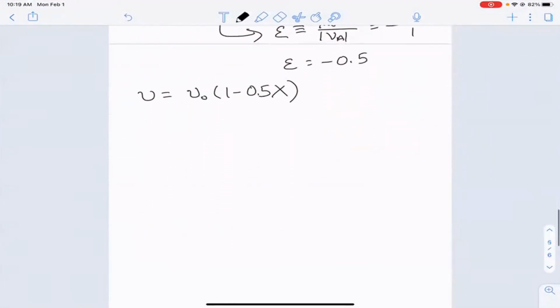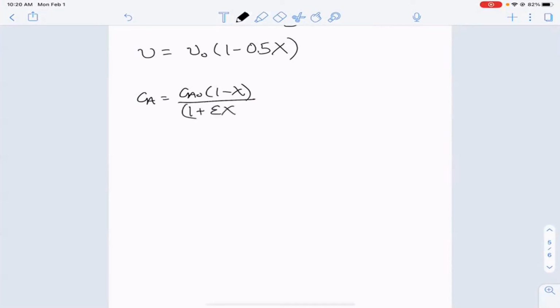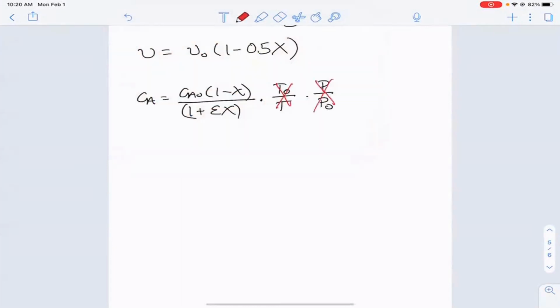And now let's apply our concentration equations. And we know that Ca equals Ca0 times 1 minus x divided by 1 plus epsilon x times T0 over T times P over P0, right? And again, this will be isothermal and isobaric.